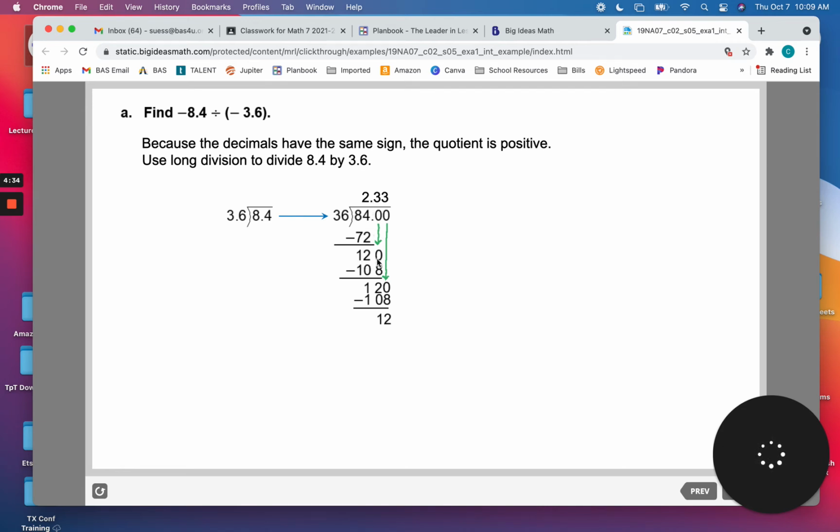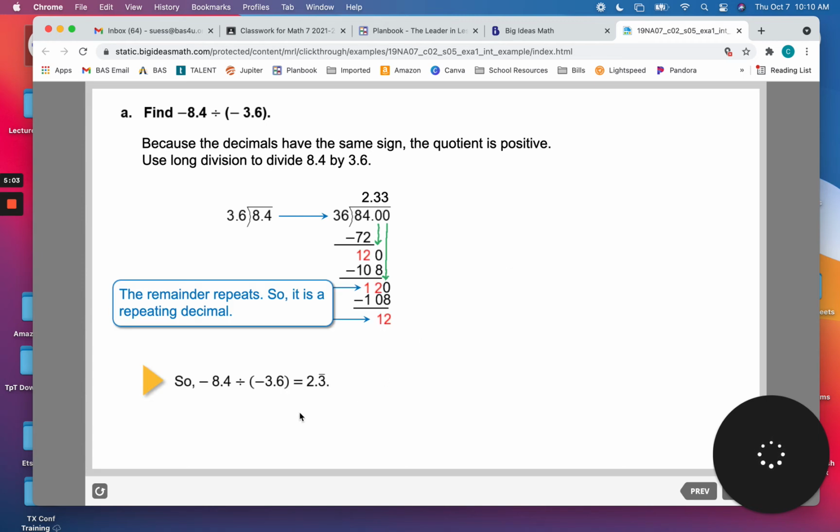Okay, so then I have 120 because I put in a 0. How many times can 36 go into 120? 3 times, which is 108. So I write 108 and I subtract and I get 12 again. Does this look like it's going to be a repeating decimal? Let's test one more time. 36 into 120 goes 3 times, which is 108. All of a sudden you see I have a repeating 3 forever, right? So your answer is going to be 2.3 with the repeating sign.